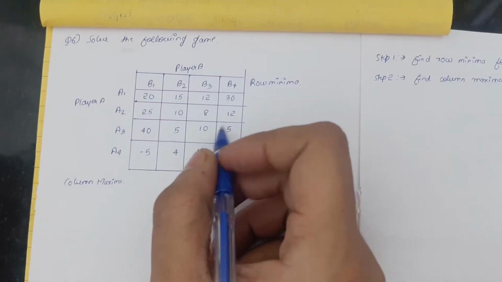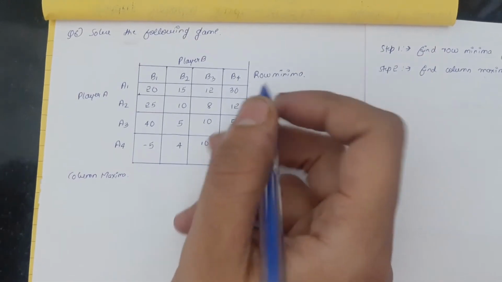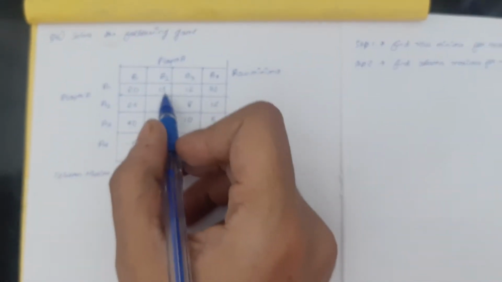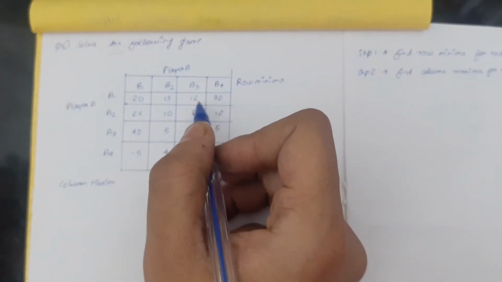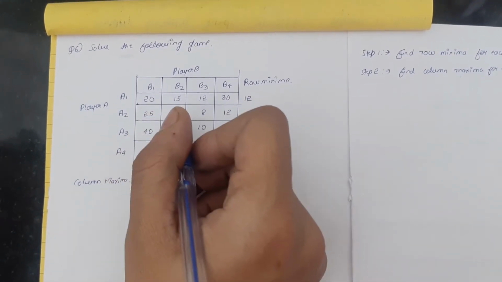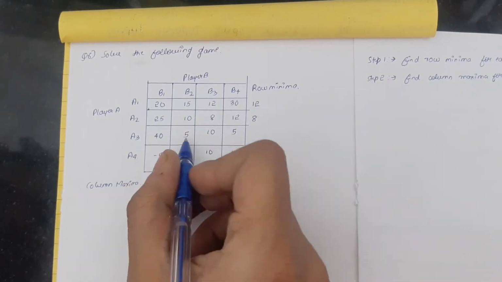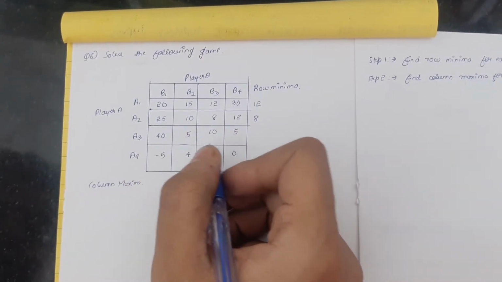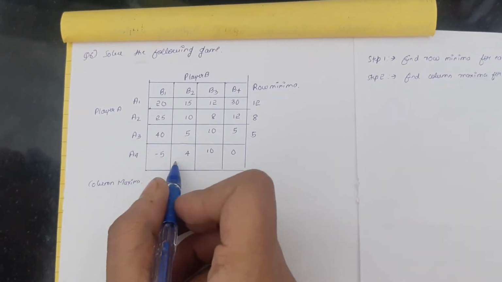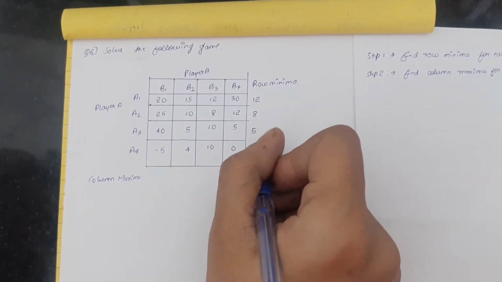As we can see here in this particular row, row minimum, in the sense we need to write down the minimum element, that is the least element in this particular row. So out of 20, 15, 12 and 30, we have the minimum element, that is 12. So out of 25, 10, 8 and 12, we have the minimum element, that is 8. So out of 45, 10 and 5, we have the minimum element, that is 5. So out of minus 5, 4, 10 and 0, we have the minimum element, that is minus 5.